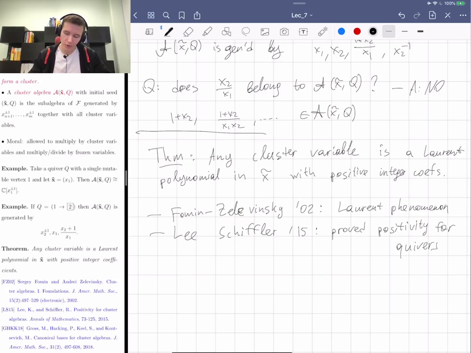And then, well, anyway, the point is that there is a more general notion of a cluster algebra, which I'm gonna explain a little bit later, where instead of a quiver, you take a skew symmetrizable matrix. I mean, it doesn't give you that much, but the point is that in full generality, that was proven by these GHKK in 2018. So positivity in full generality, let's just say.